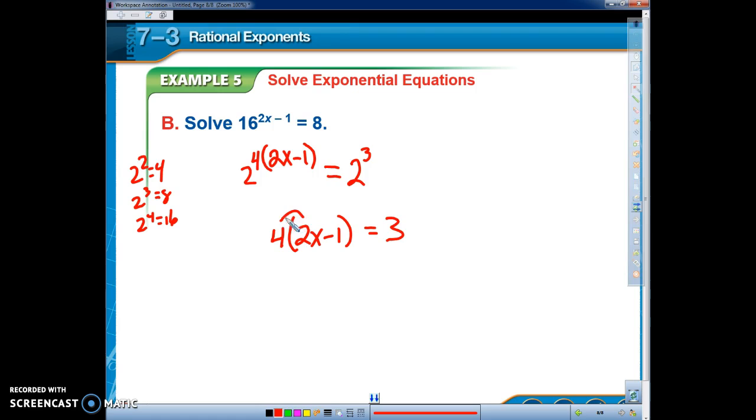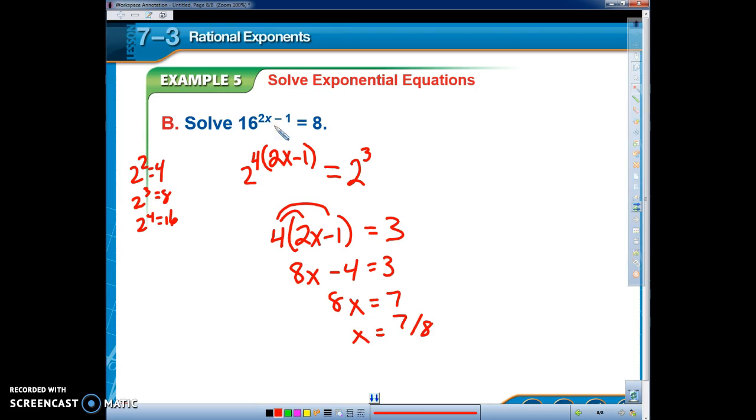Now it's a simple two-step or multi-step problem. 8x minus 4 equals 3. 8x equals 7, and x equals 7/8. Yeah, you can get answers like that.